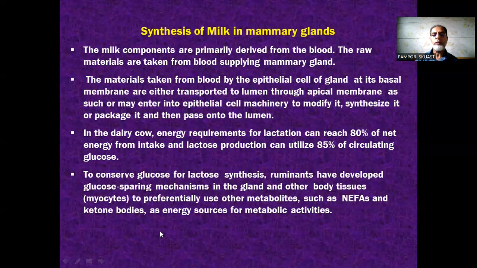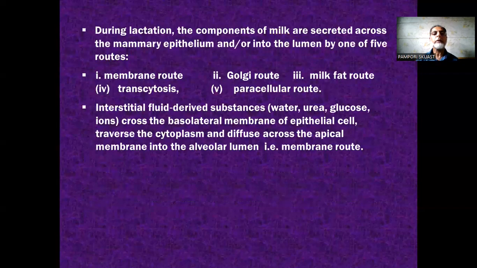To conserve glucose for lactose synthesis, ruminants have developed glucose sparing mechanisms in the gland and other body tissues to preferentially use other metabolites such as NEFAs and ketone bodies as energy sources for metabolic activities, sparing the glucose for synthesis of lactose by the mammary glands. So lactose is the major carbohydrate component of the milk, and is found especially in the milk. You won't find lactose anywhere in the body except in the milk.